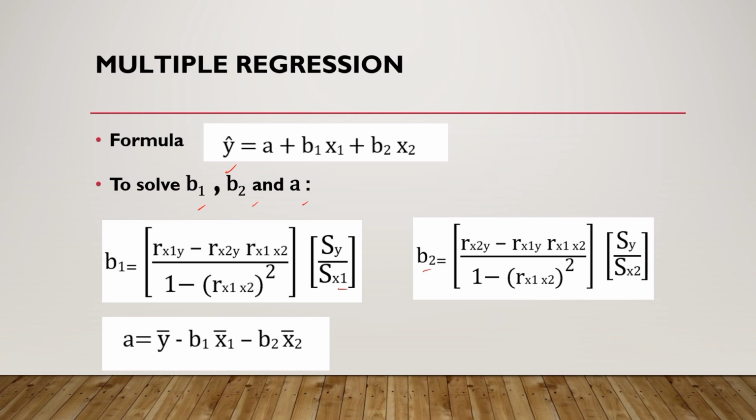Now for b sub 2, that is r sub x2y minus r sub x1y times r sub x1x2, all over 1 minus r sub x1x2 squared, then multiplied by the sample standard deviation of y over the sample standard deviation of x sub 2. And for the value of a, that is equal to y bar, or the mean or average of y, minus b sub 1 times x sub 1 bar minus b sub 2 times x sub 2 bar.